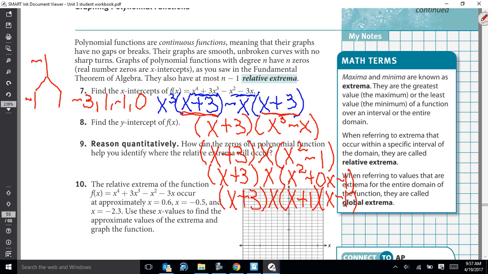What's the x-intercept of this? If I put 0 in for x, where am I crossing the y-axis then? At 0, right?